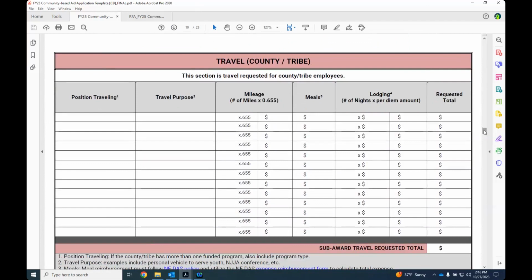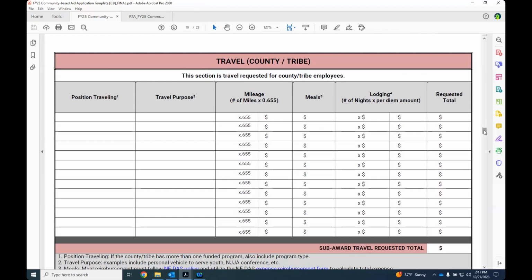The one thing that I would mention, I have seen people split up the same requests on multiple lines. For example, if you're going to NJJA, you would just put your diversion officer as the position. You would put NJJA conference as the travel, and then you could put your mileage, your meals, and your lodging all on that same line item. So the total request is the request amount you're requesting for that individual travel purpose.